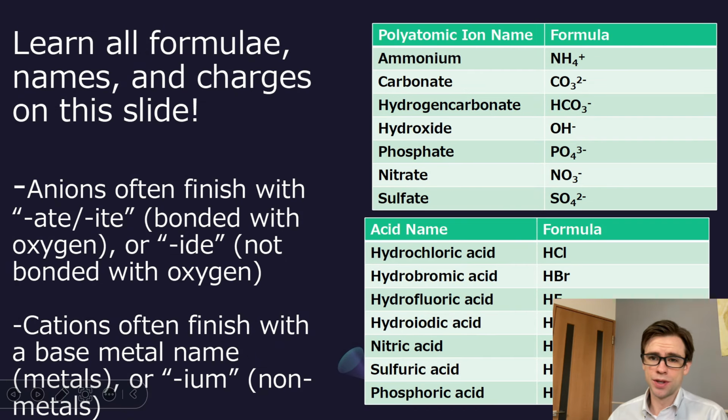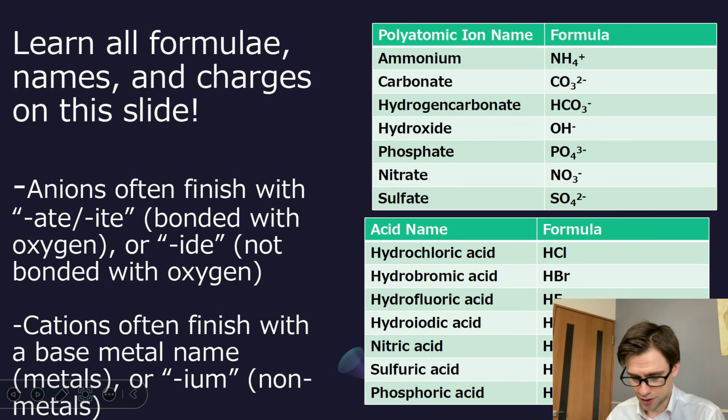Cations often finish with their base metal name. So from my previous video as well, we know metals, when they're in ionic compounds, don't change their name. Sodium is sodium, lithium is lithium, potassium is potassium. That part of their name doesn't change. For non-metals, you might see some change though. We might have the IUM suffix added. For example, ammonia, NH3, when it becomes an ion, a cation, NH4+, at the top here, it's going to be ammonium. I think that's true for most nonmetals that become positively charged.